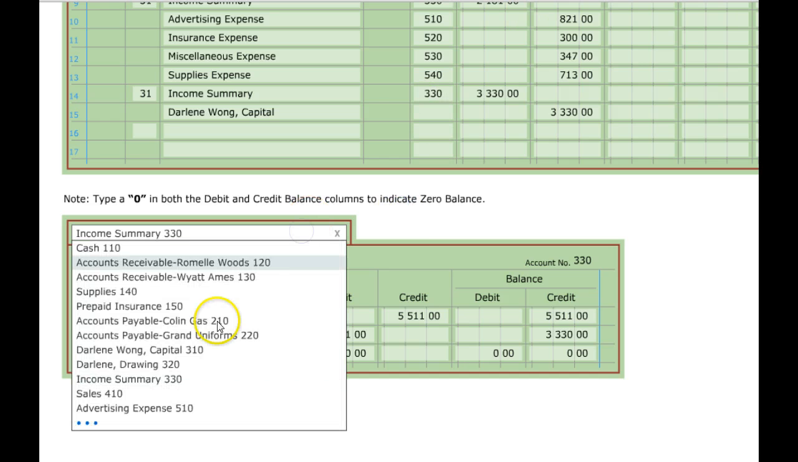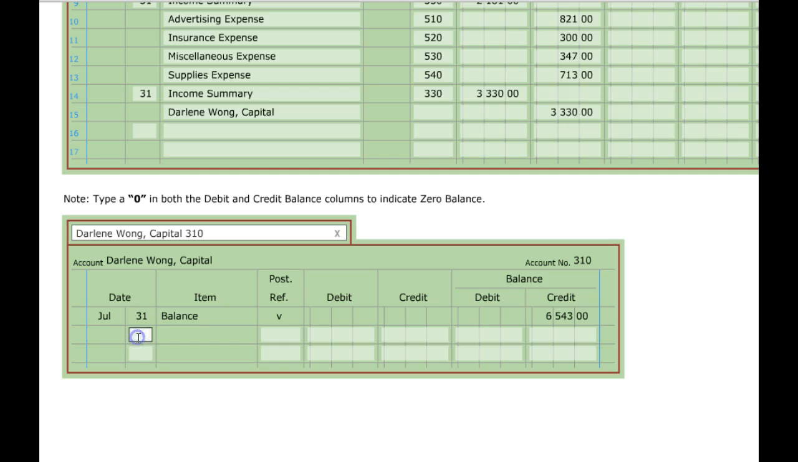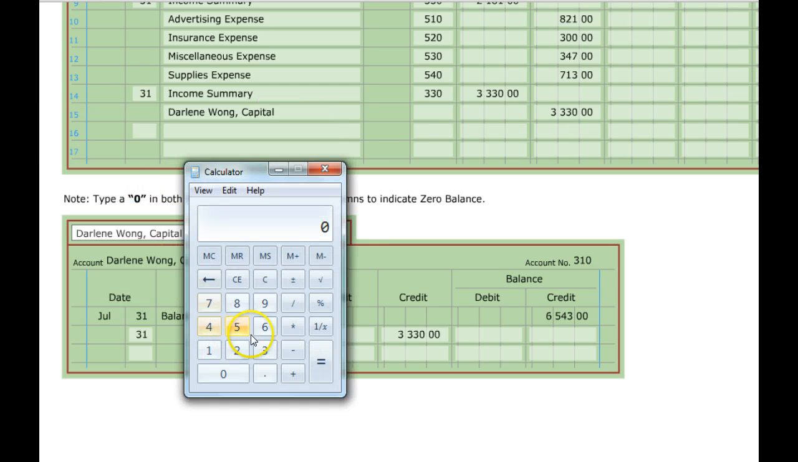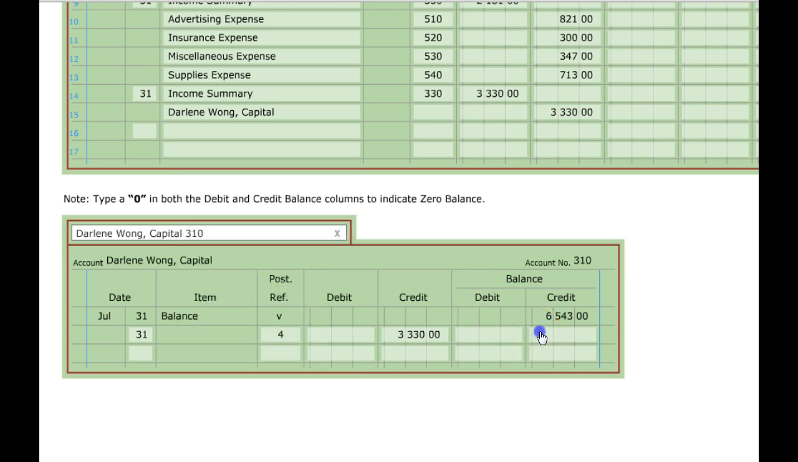All right, we go to capital. So we'll go to Darlene Wong Capital. We put down the 31st. Okay, we put down page 4. And what we'll do here is we'll credit it for 3,330. Now, if you remember, when we were figuring out capital manually, we would add in net income. Well, that's kind of the same thing that we're doing right here, is we're adding these two numbers in. So let me use my calculator, okay, to put down 6,543 plus 3,330, and you're going to get 9,873. All right, so there we go.